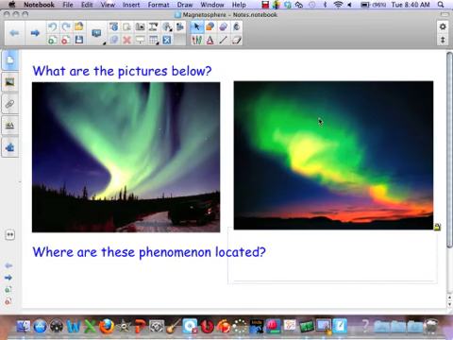So what you guys basically tell me then, again, what we're looking at right here is called the northern and southern lights.